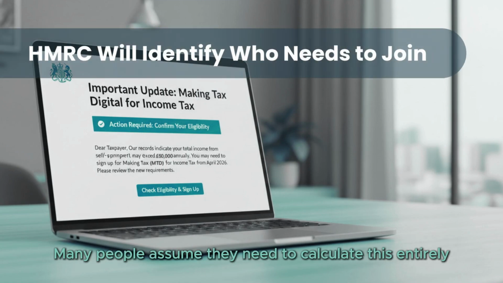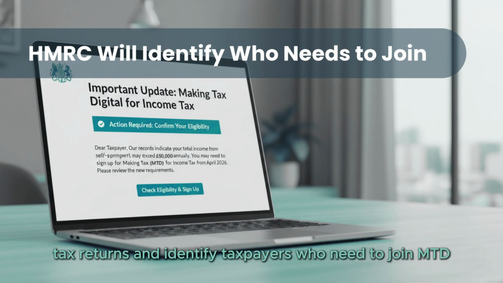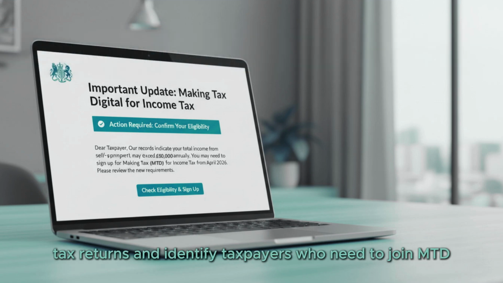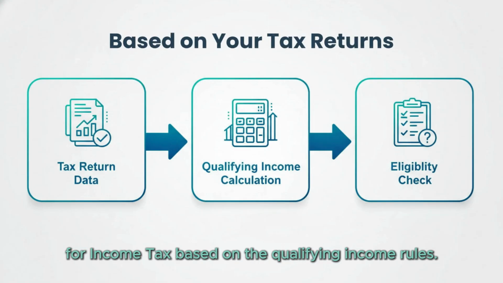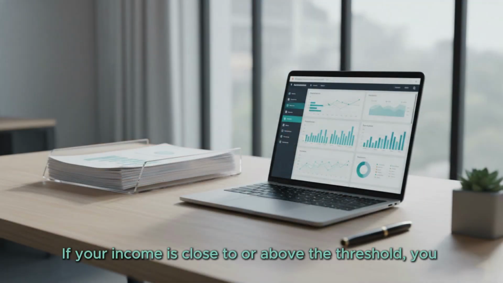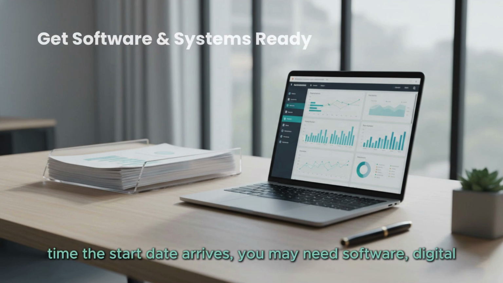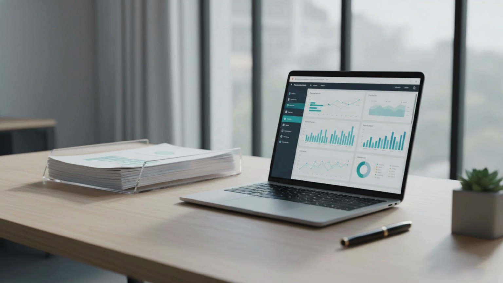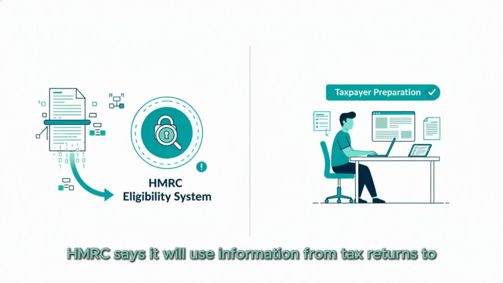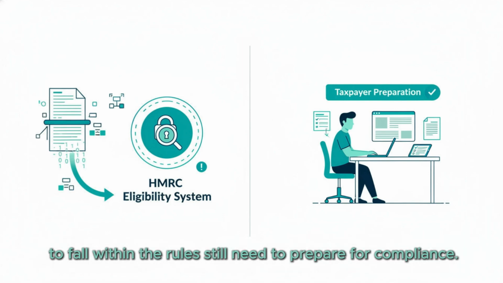Many people assume they need to calculate this entirely by themselves, but HMRC has said it will review submitted tax returns and identify taxpayers who need to join MTD for income tax based on the qualifying income rules. That said, waiting passively is a mistake. If your income is close to or above the threshold, you should already be reviewing your position, because by the time the start date arrives, you may need software, digital records, and a proper process in place. HMRC says it will use information from tax returns to identify who is required to join, but people who are likely to fall within the rules still need to prepare for compliance.